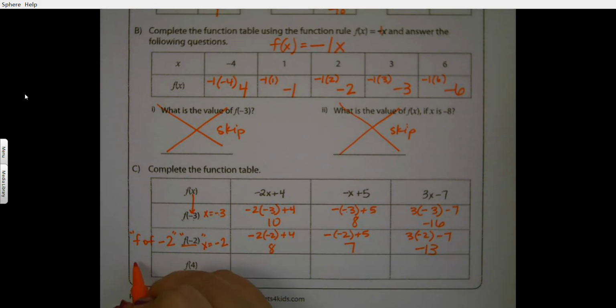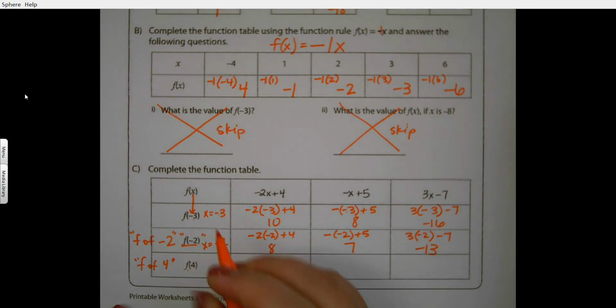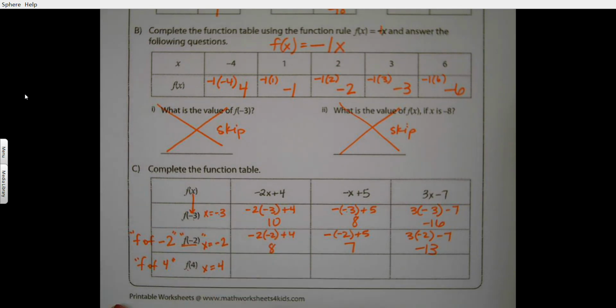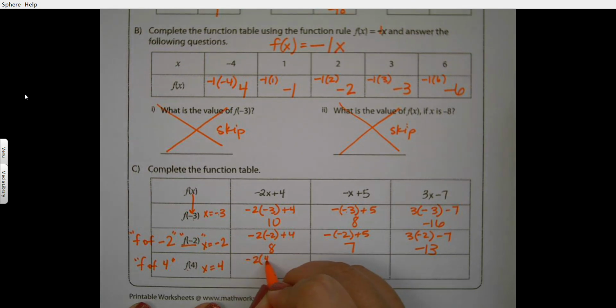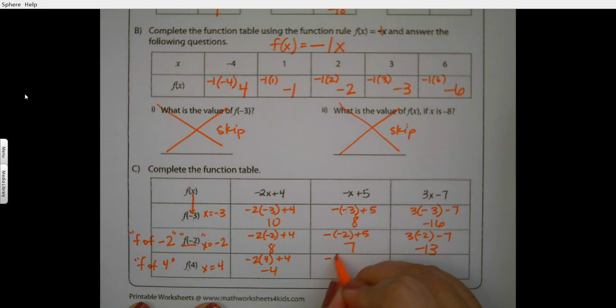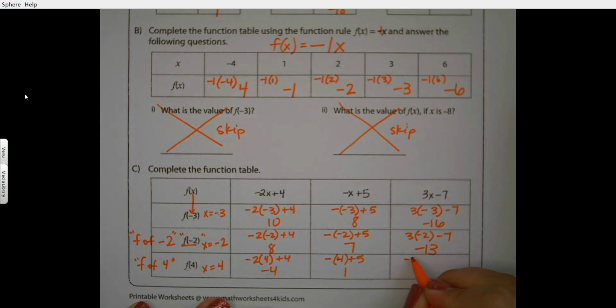This is f of 4. That's how you say this. F of 4. X is replaced with 4, so x equals 4. So instead of writing x, I write 4.